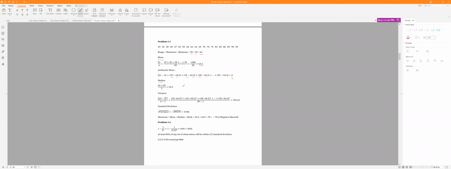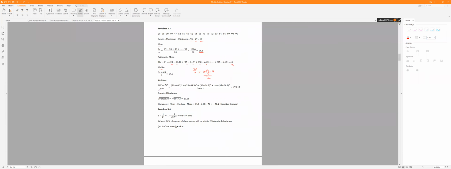A median, it should be easy. So we have 20 data. So the median should be the 10th value plus the 11th value divided by 2. So 64 plus 65 divided by 2, 64.5, right? That should be easy. And for variance, you just have to take the sum of value minus mean, and then you square it. And then you sum it, divided by 20 minus 1 because it's a sample. So you get 294.43. And to find the SD, just square root that value, and then you get 19.86.